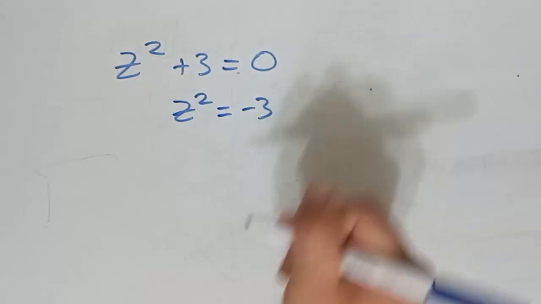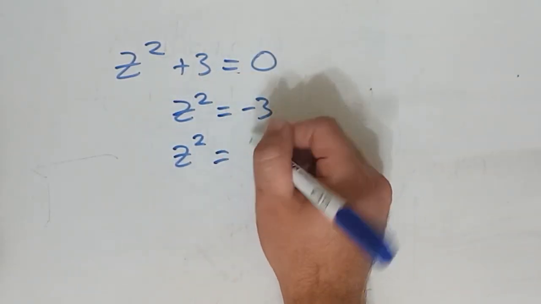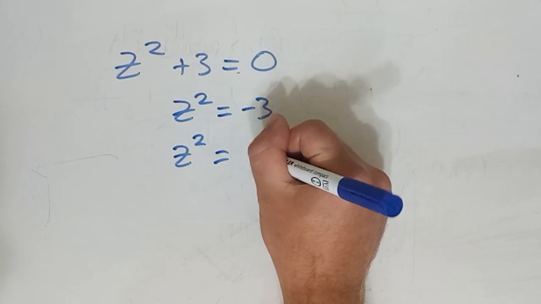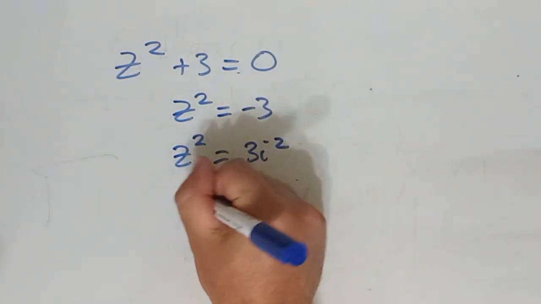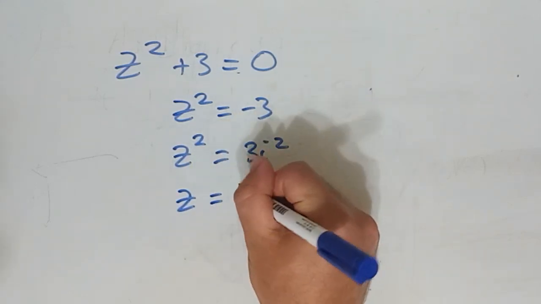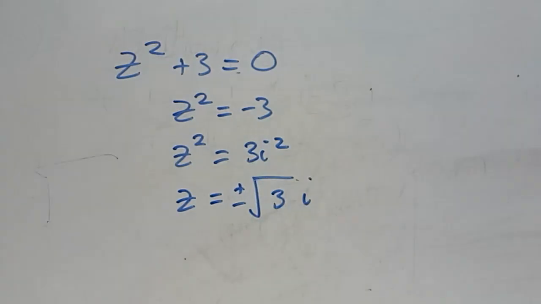Move the 3 across. Okay, we can't do that unless we know about complex numbers. So we can change this to 3i squared, because i squared is the same as -1. So then we get z equals plus or minus the square root of 3 times i. And that's it. Pretty easy for that one.